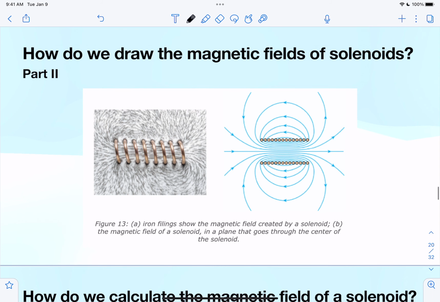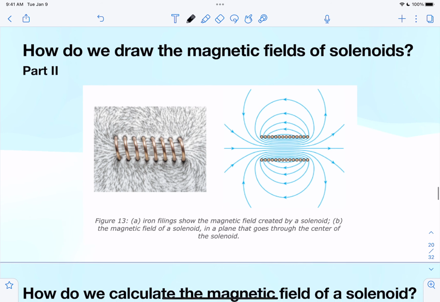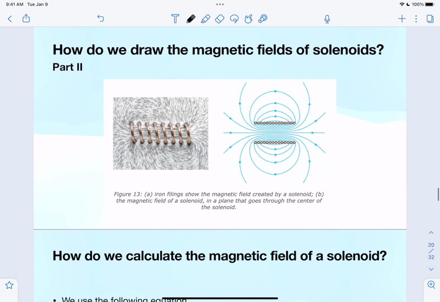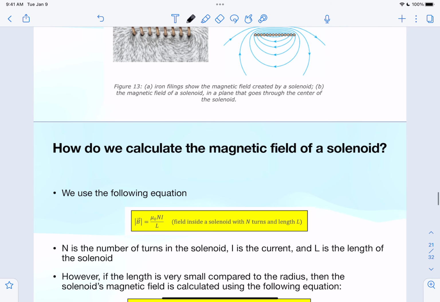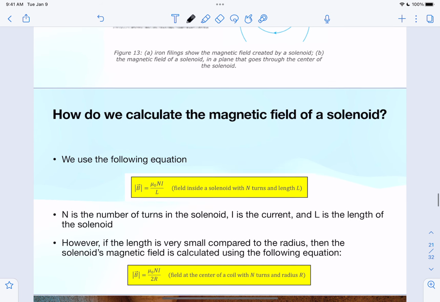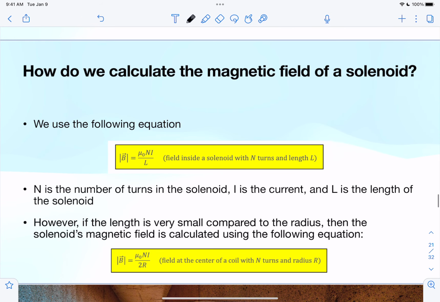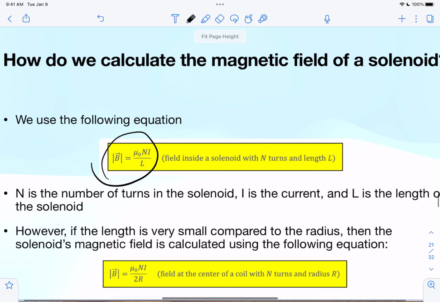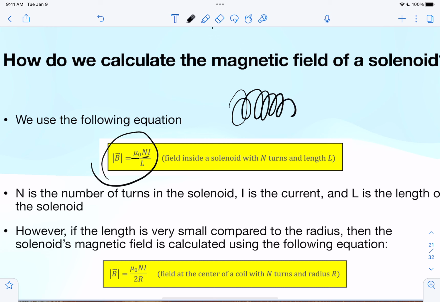But like I said, with solenoids, I don't think it's absolutely essential to know everything about how to draw them, because their magnetic fields are a little more confusing to draw. More common is the circular loop and the straight wire. But for the magnetic field of a solenoid, you can use this equation to calculate it. This is the permeability of free space constant times the number of turns, or the number of circular loops, multiplied by the current going through the solenoid, and then divided by the length of the solenoid.